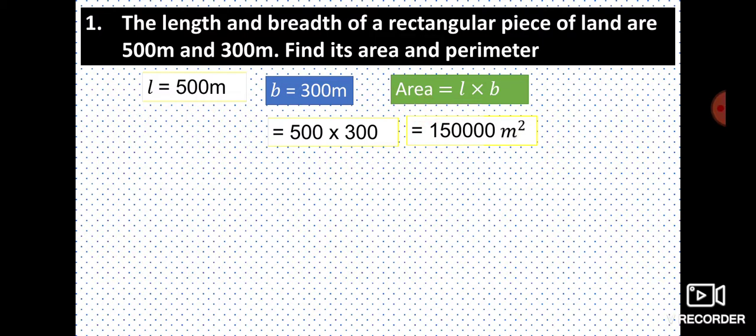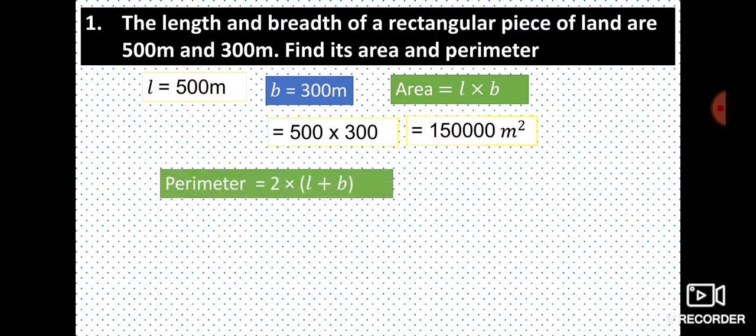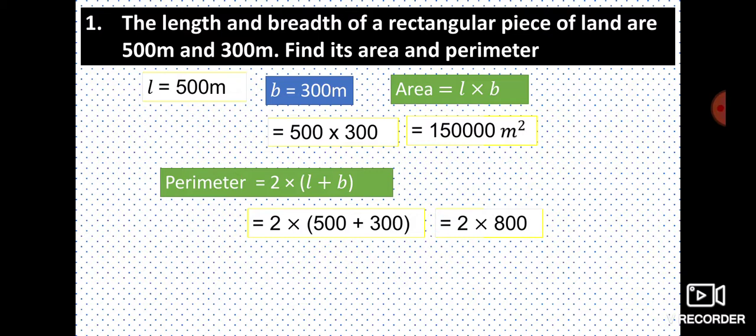Next, find the perimeter. What is the equation? Perimeter equal to 2 into L plus B. That is 2 into 500 plus 300. L and B are given, 500 plus 300. 2 into 800. 1600 meter, not meter square. Perimeter is meter and area is in meter square or centimeter square or kilometer square, etc.